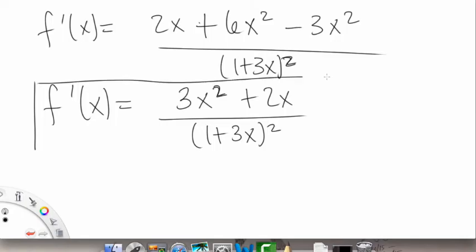Okay? So that is the derivative, the first derivative of our given f of x, and we use the quotient rule. Alright, so that's it for our concepts video. I hope that helps, and good luck on the homework.